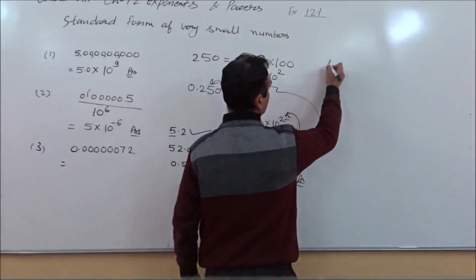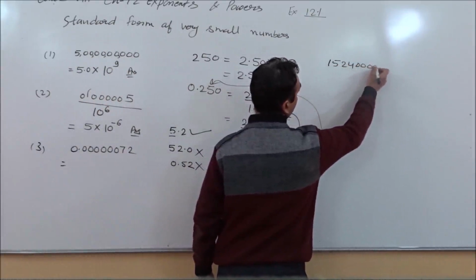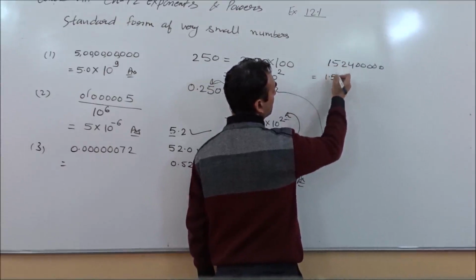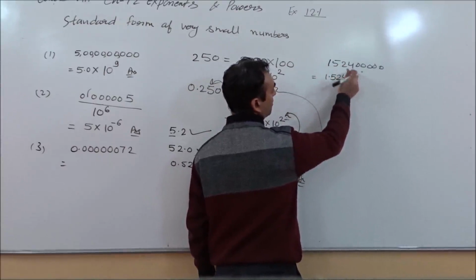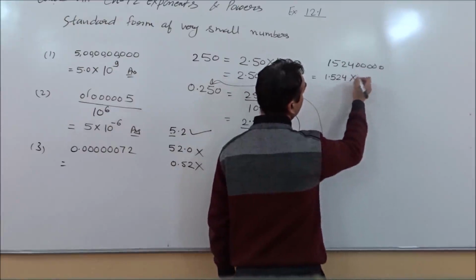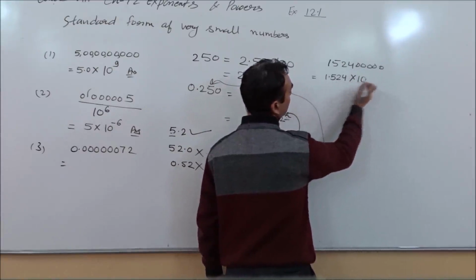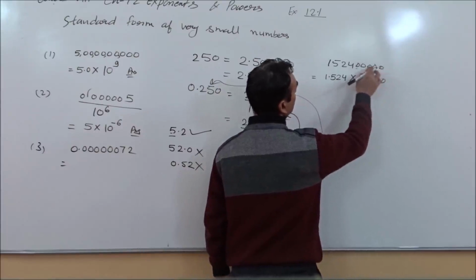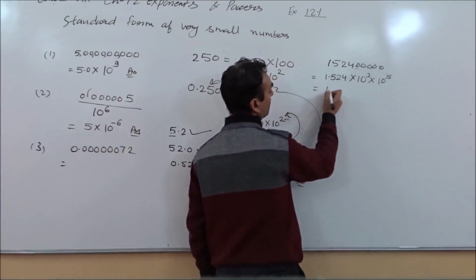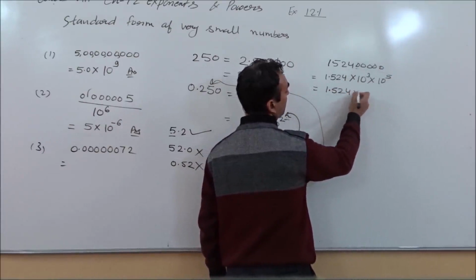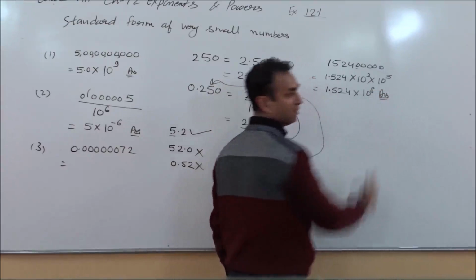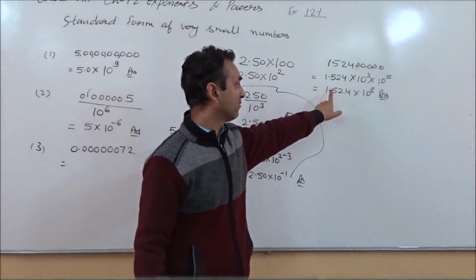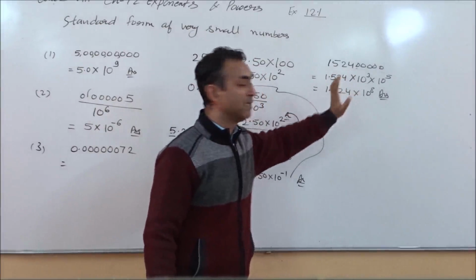Suppose the question given is 1524000. So you will write here 1.524. And after this you can write 10 raised to the power 1, 2, 3, and this one you can write 10 raised to the power 1, 2, 3, 4, 5. So it becomes 1.524 into 10 raised to the power 8. Right? So in this type you can see, again, write only one digit, then the point, then after that whatever digits are given, then you can solve this question.